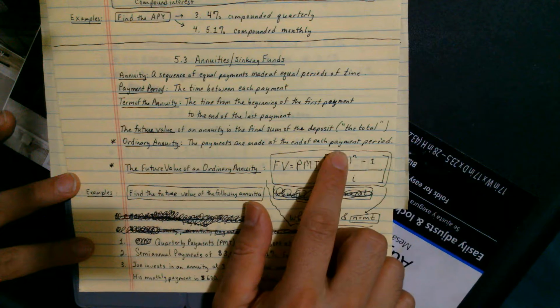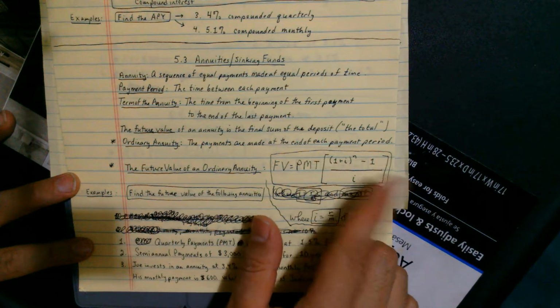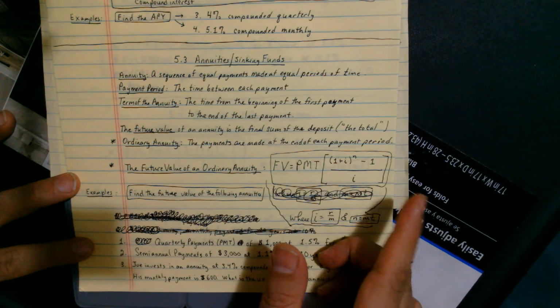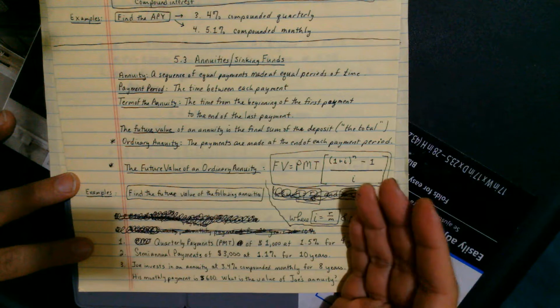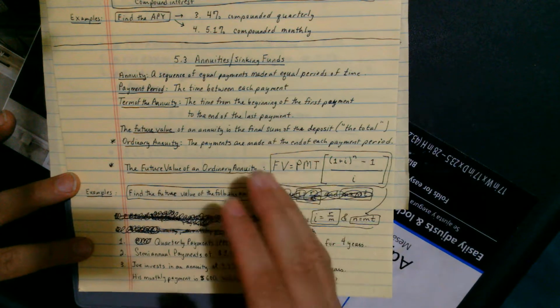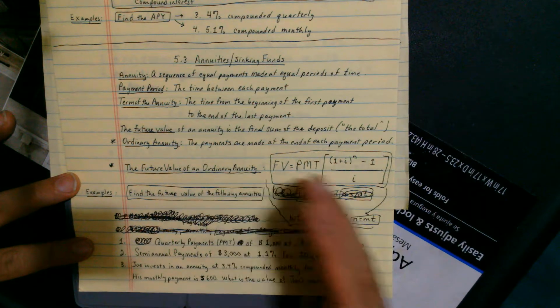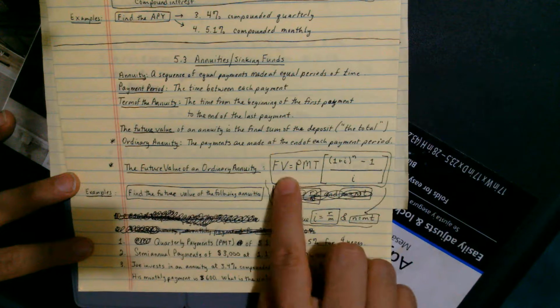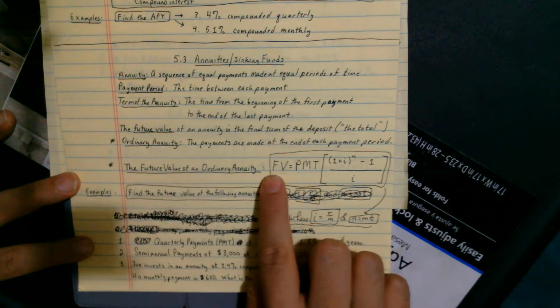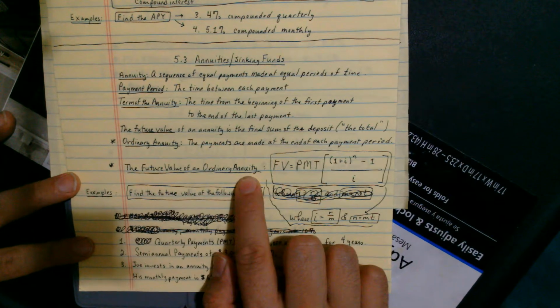Ordinary annuity means you're going to make the payment at the end of each payment period. So if it's monthly, you're going to maybe pay at the end of each month. If it's weekly, you pay at the end of each week. If it's quarterly, at the end of each quarter, and so on. This is the formula for future value of an ordinary annuity.